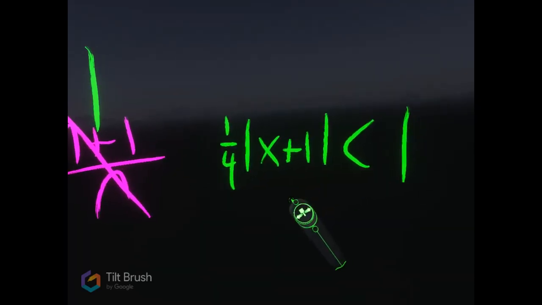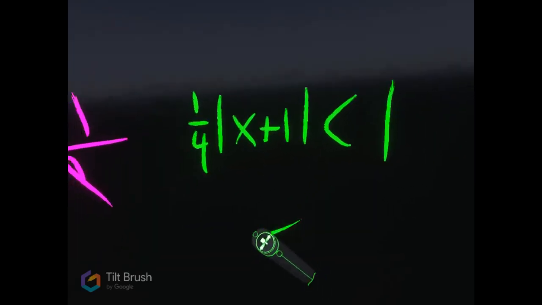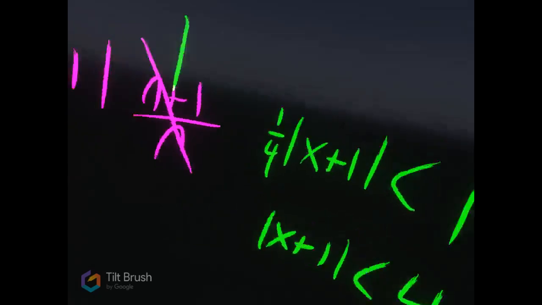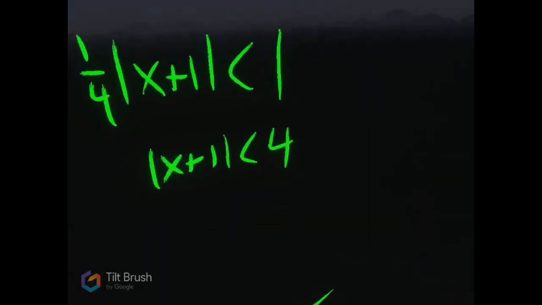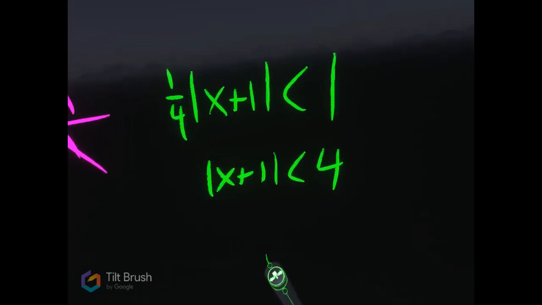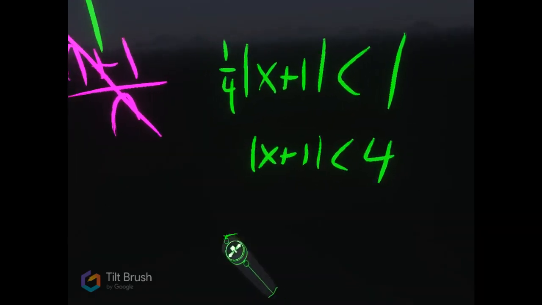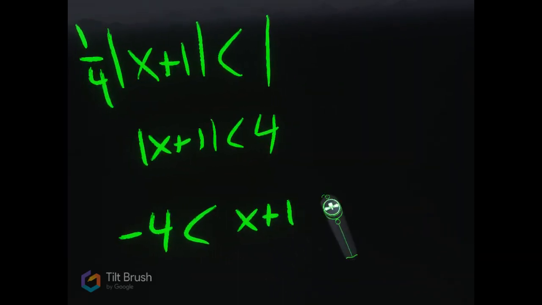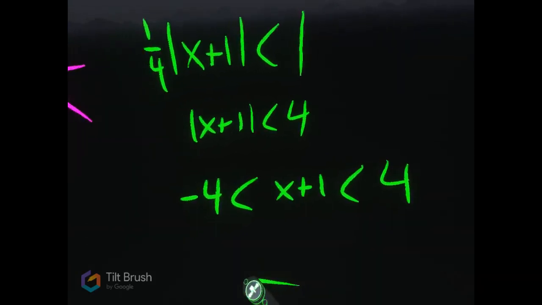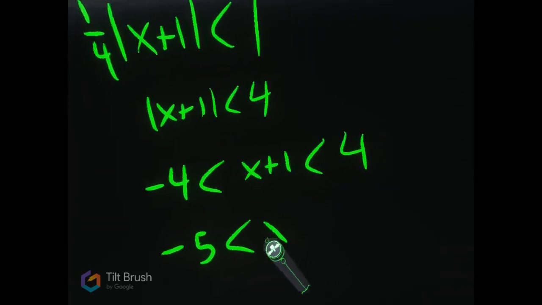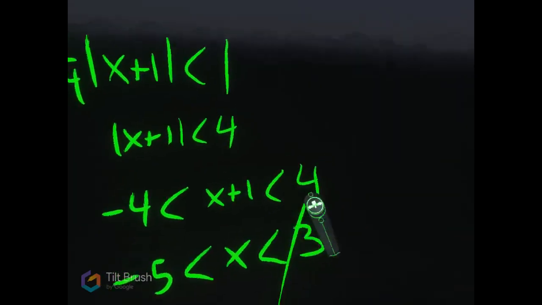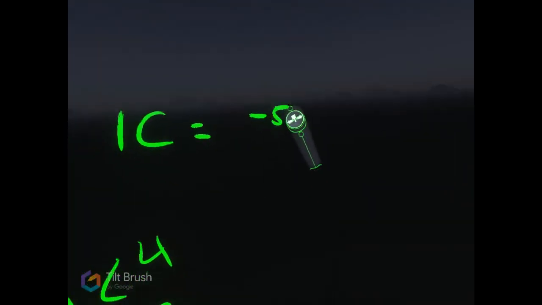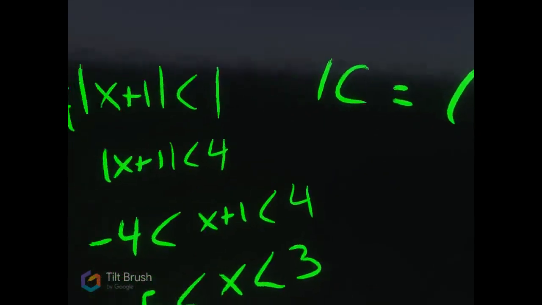Multiply both sides by 4, so you have the absolute value of x plus 1 less than 4. So you have negative 4 less than x plus 1 less than 4. So you get negative 5 less than x less than 3. So the interval of convergence is negative 5 comma 3, and then the radius is 4.